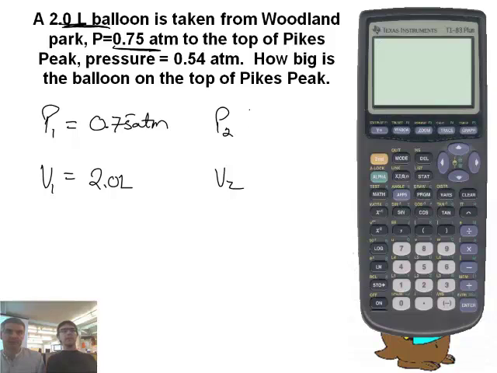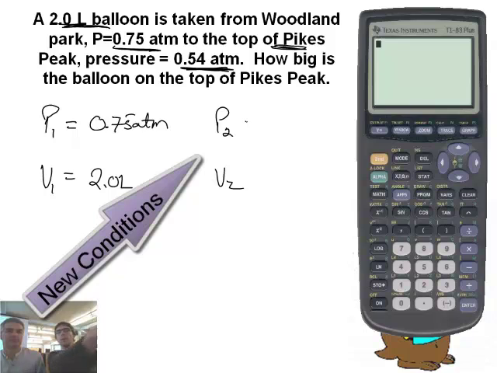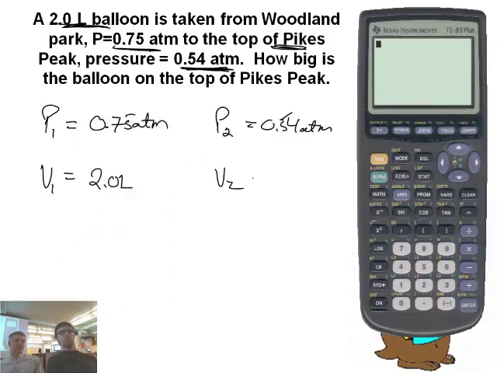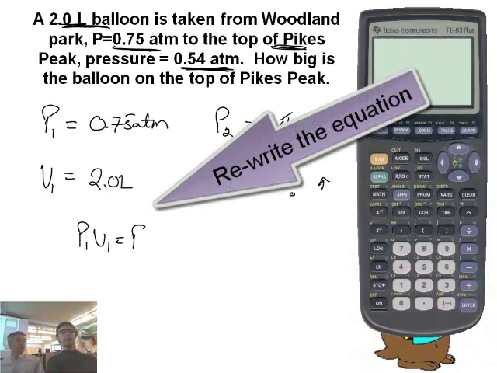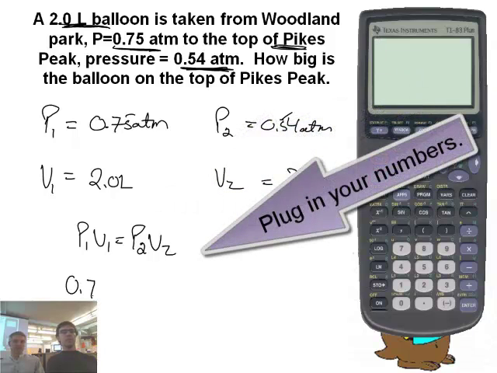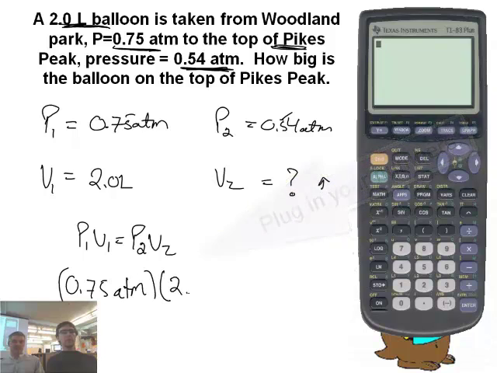So what else do we have? We go to the top of Pikes Peak, so a change has occurred. We're at a different place with a different pressure. The pressure is 0.54 atmospheres. Now, pressure went down, so I'm going to guess that the volume is going to go up. Yeah, so V2 is what we're trying to find, and we should predict it goes up. So we're going to use the equation P1 V1 equals P2 V2. We just plug in our numbers: 0.75 atmospheres times 2 liters is equal to 0.54 atmospheres times V2. And we're going to solve for V2.